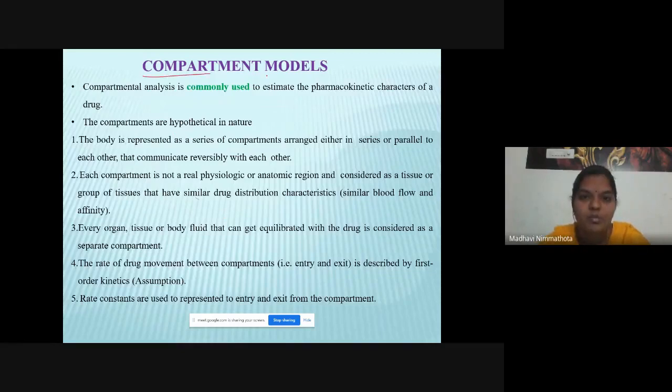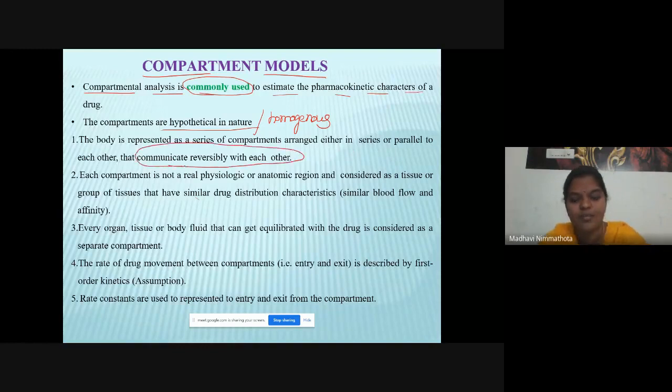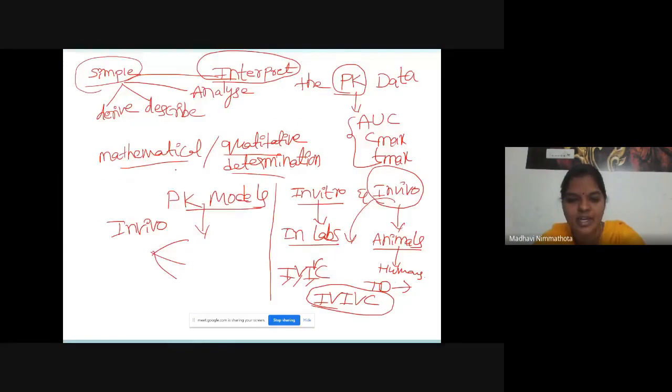Coming to compartment models, what do you mean by that? Compartmental analysis is commonly used to estimate the pharmacokinetic characters of a drug. The compartments are hypothetical in nature, that means homogeneous. The body is represented as a series of compartments arranged either in series or parallel to each other. Those will communicate reversibly with each other. See, what is the meaning of that sentence?